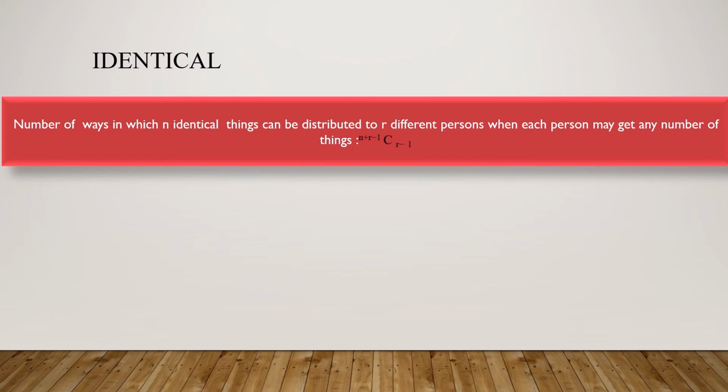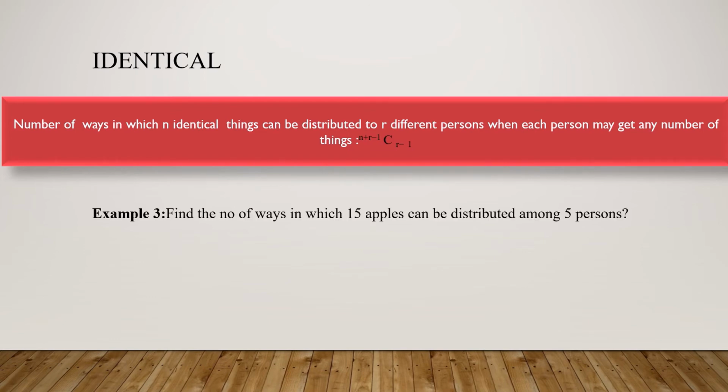Example 3. Find the number of ways in which 15 apples can be distributed among 5 persons. So here n is 15 and r is 5. Substituting in the formula, we get 19C4. That means 15 plus 5 minus 1, 19C, 5 minus 1, 4. So that is our answer.